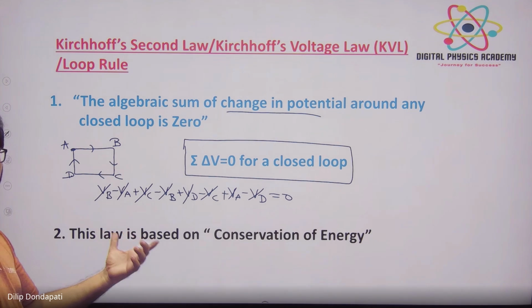Energy can neither be created nor destroyed. The total sum around the loop is always 0.